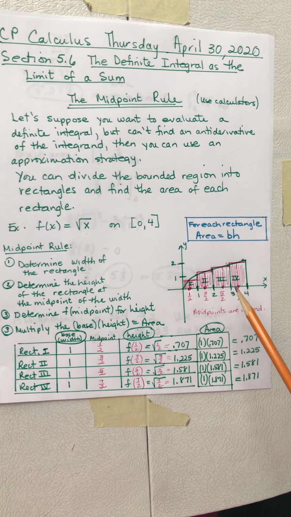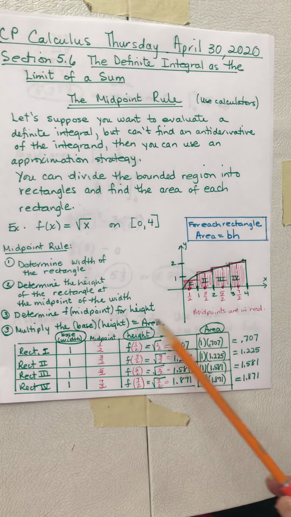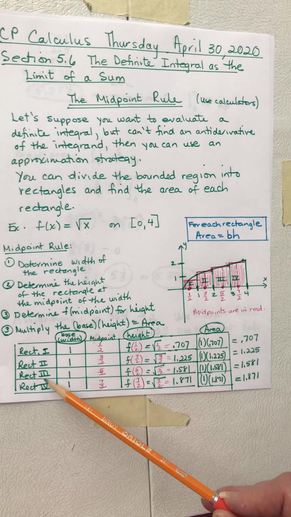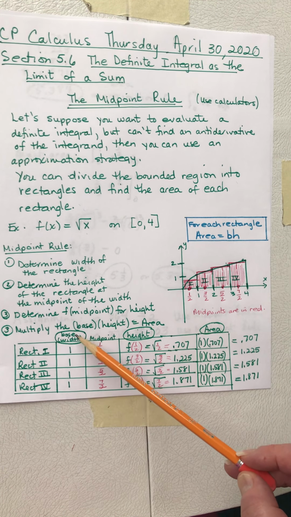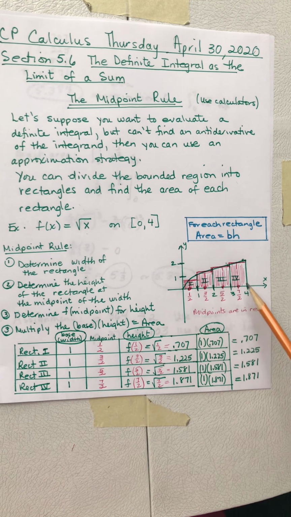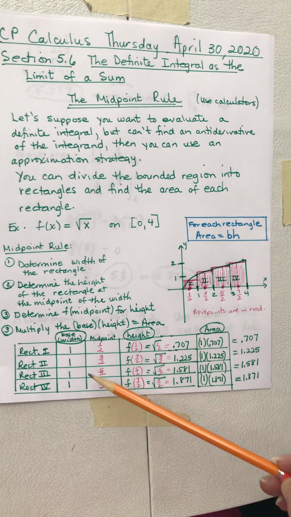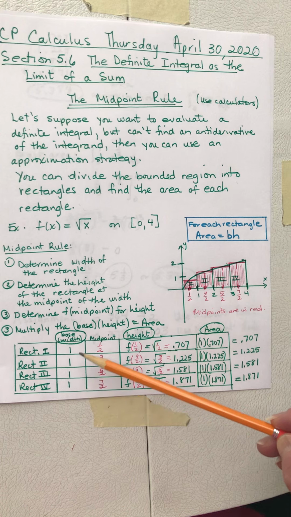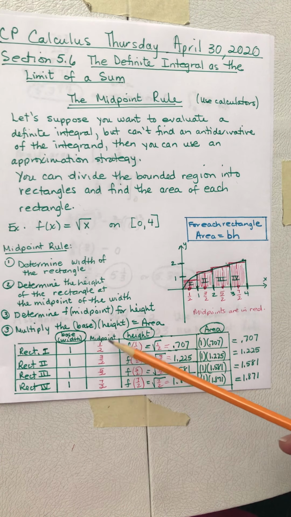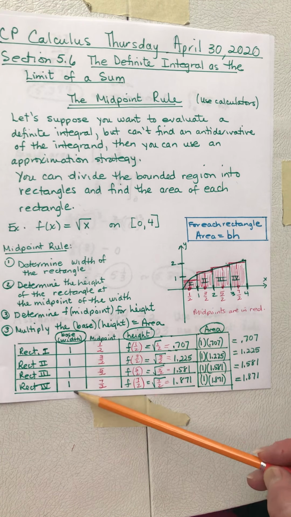Now, what did I do? Down here I made a chart. So I have rectangle 1, 2, 3, and 4. So I found that the base or the width of each one of these rectangles is 1. So I put 1 in there for the base. It's not always going to be 1. In fact, they don't always have to be the same. But in this case, they're all 1.